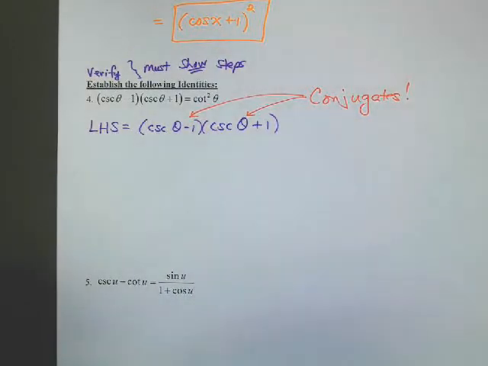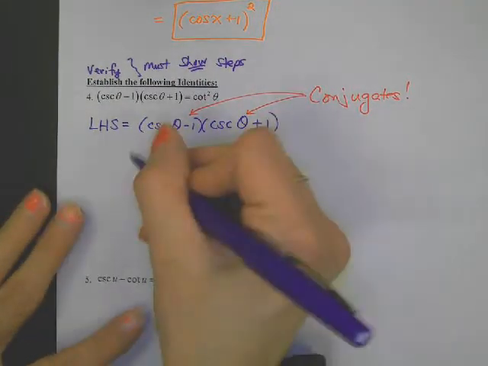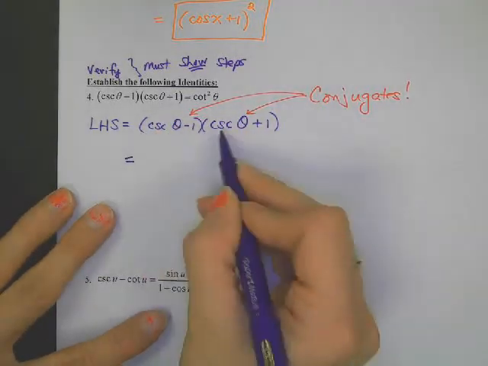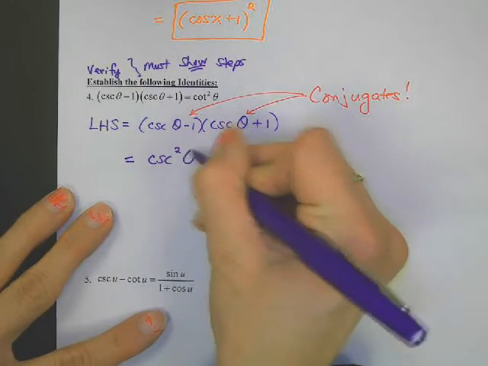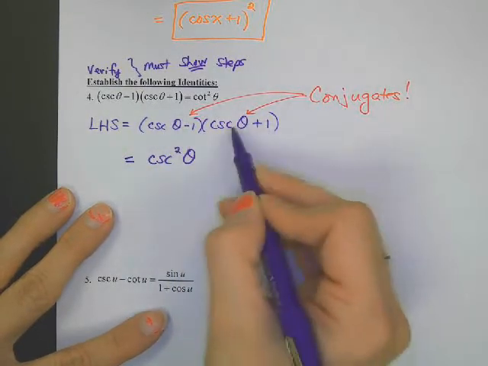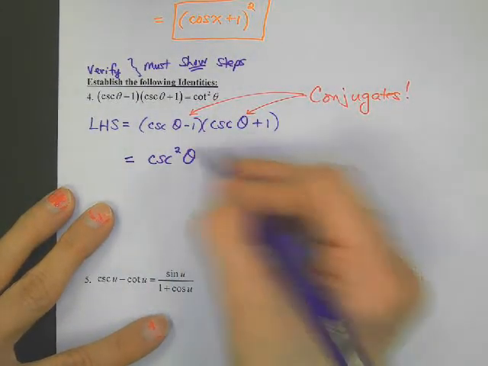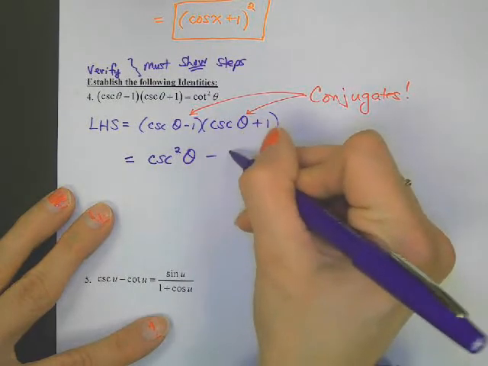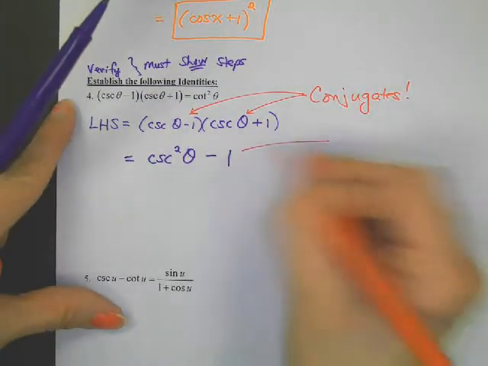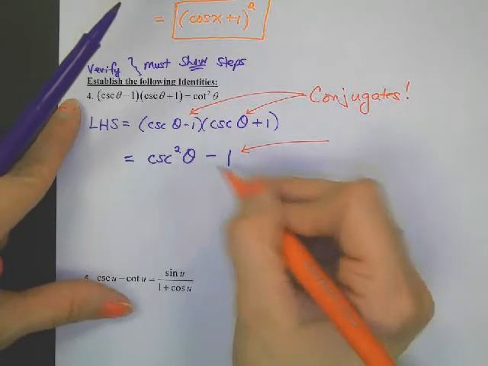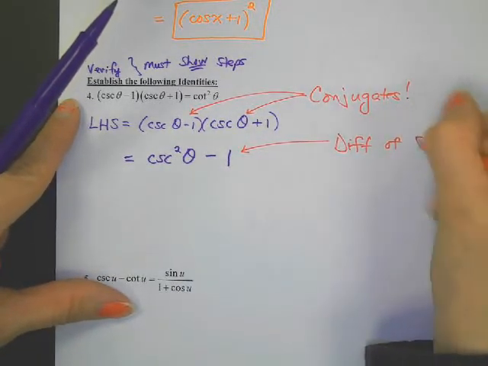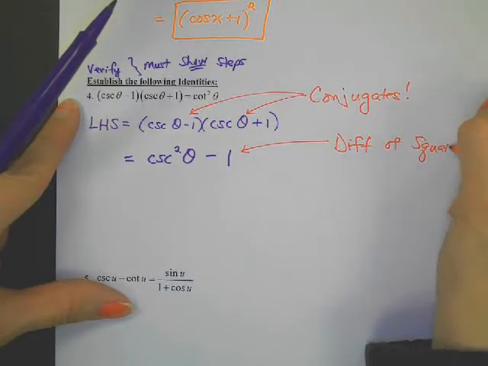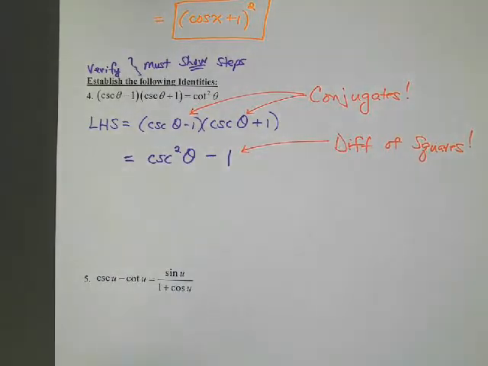Conjugates. Do you know what's so cool about conjugates? The cool thing is when you multiply them. If you multiply first, cosecant squared of theta, the outers and the inners cancel, and the lasts are minus 1. What's that called? Something squared minus something squared. That's a difference of squares right there.